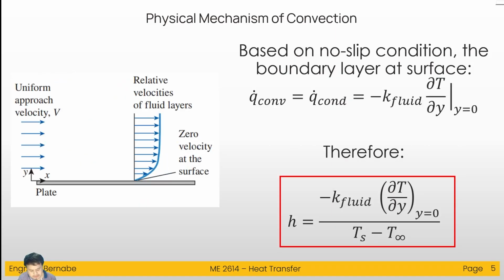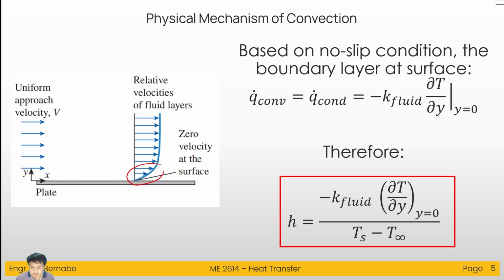Now the very basic way to really find this convective heat transfer coefficient is to understand that, for example, this surface here in this image has a velocity profile, as you can see. In the fluid, the velocity is quite constant for this example, but as you go closer and closer to the surface, it will go slower.